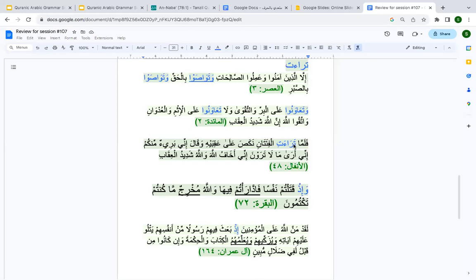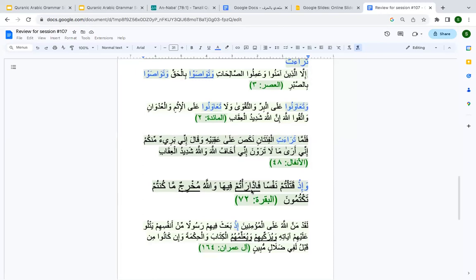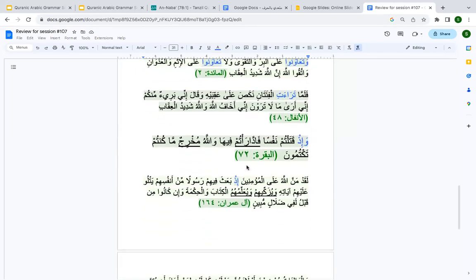Ta before the first root letter, just focus. Ta before the first root letter, alif after the first root letter. Family number six. So when the two groups saw each other, he ran away on his heels. The shaitan just ran away. Okay? Everyone with me so far? I'm going to take you to the next one.